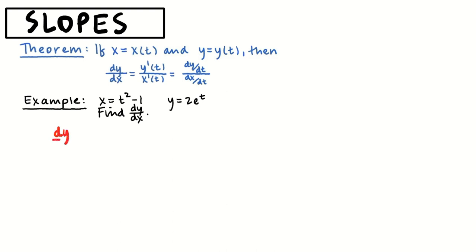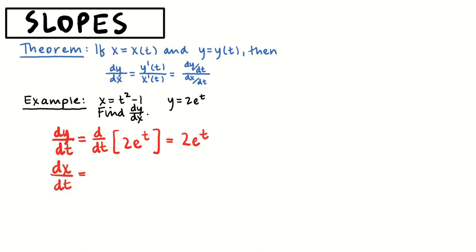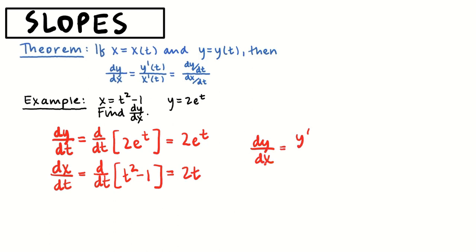So I know that dy/dt, which is what I get when I take the derivative of y with respect to t, is going to be the derivative of 2e^t. Okay, so I'm taking the derivative of 2e^t, and I'm getting 2e^t. Then I need dx/dt. dx/dt is where I take the derivative of x, and x equals t^2 minus 1. So the derivative of that is just going to be 2t. And since dy/dx is y prime over x prime, or dy/dt over dx/dt, I'm just going to say that dy/dx is 2e^t divided by 2t.